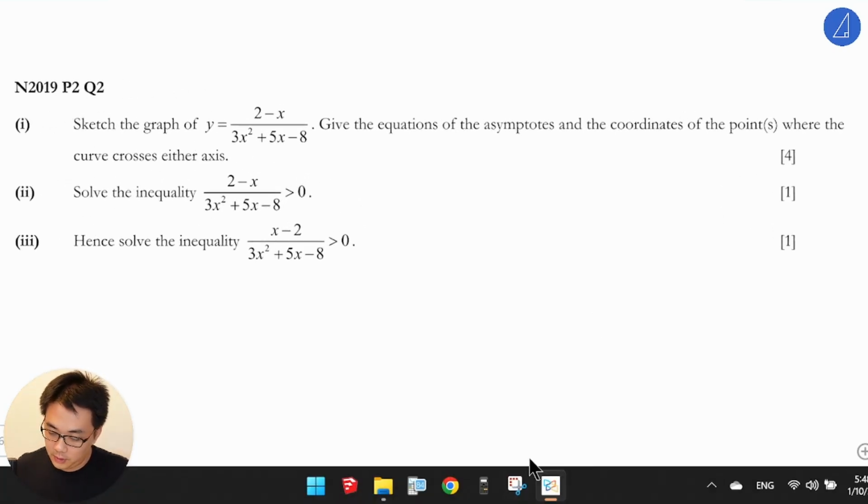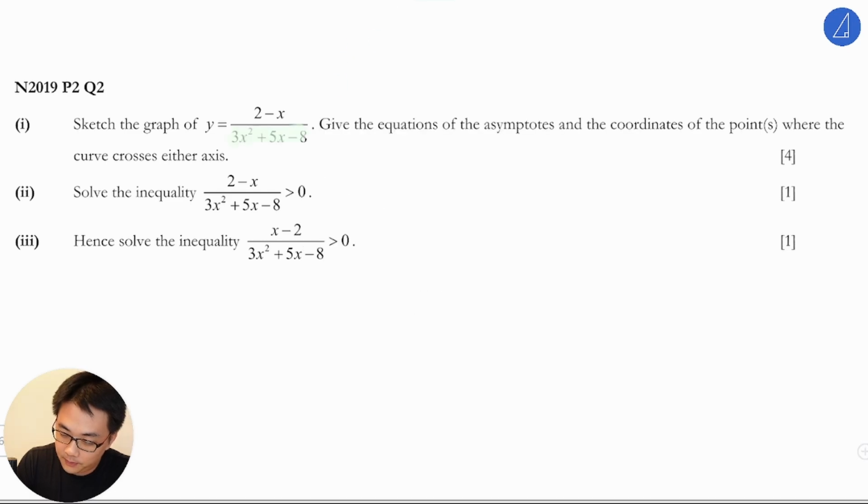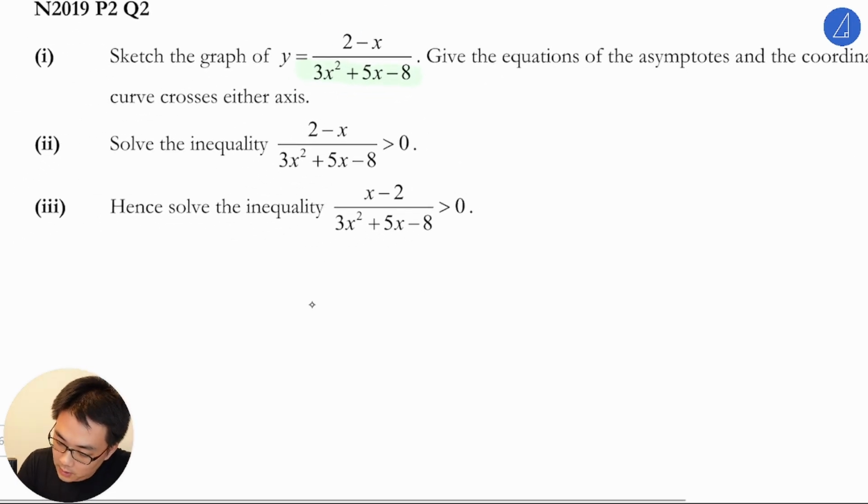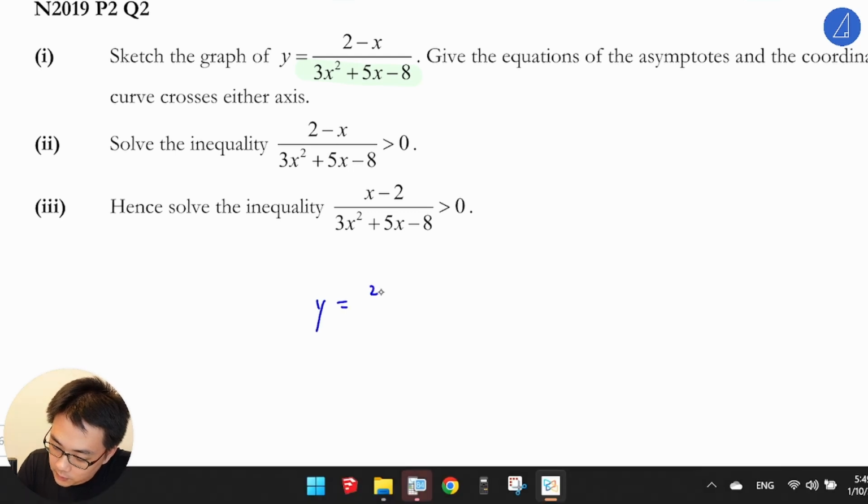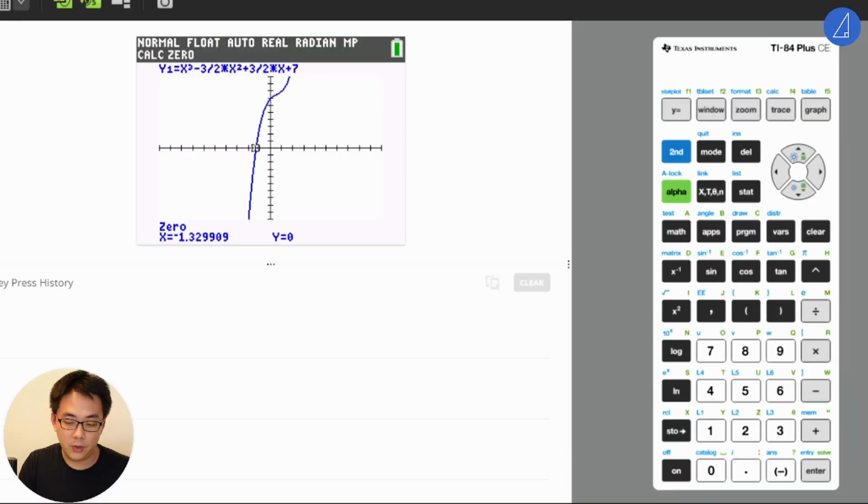So just plot in the graph. I think for the asymptote, we all can get it. This one, it just be 0, right? So y equals 2 minus x over 3x squared plus 5x minus 8. Not an issue. Vertical asymptote, we know how to find. Sketch this one.